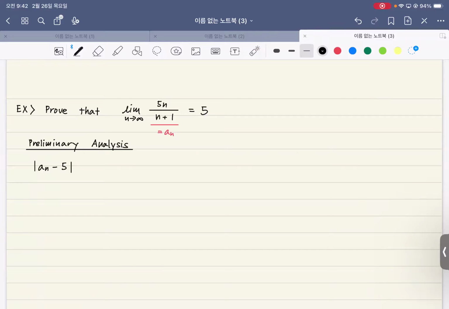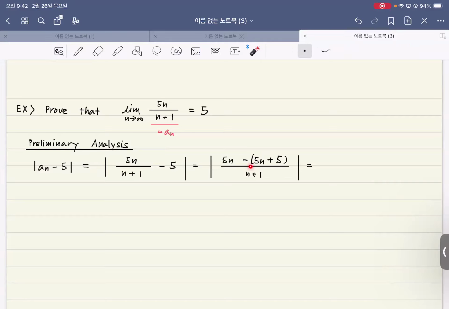Well, this is my sequence a_n, and this implies the distance between the sequence and the limit: 5n over n plus 1, minus 5. So this is 5n minus 5n plus 5, over n plus 1. And these terms cancel each other, so we get 5 over n plus 1, absolute value. In this case, they are all positive numbers, so I don't need the absolute value. So this is the distance between the sequence and this limit.